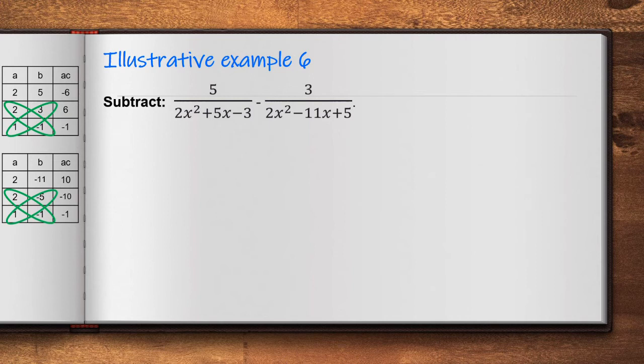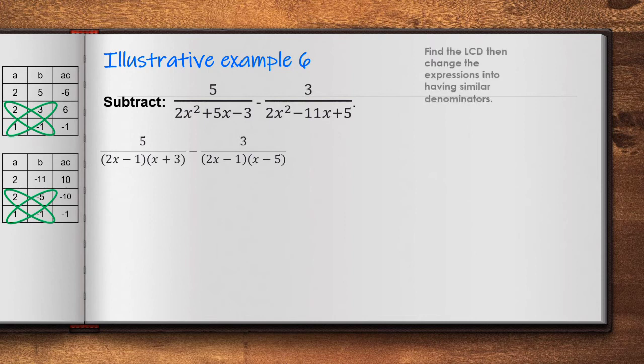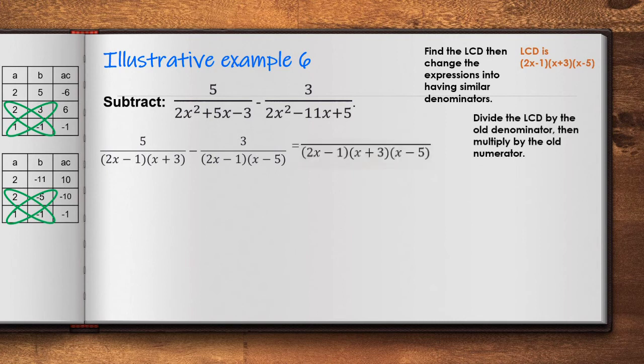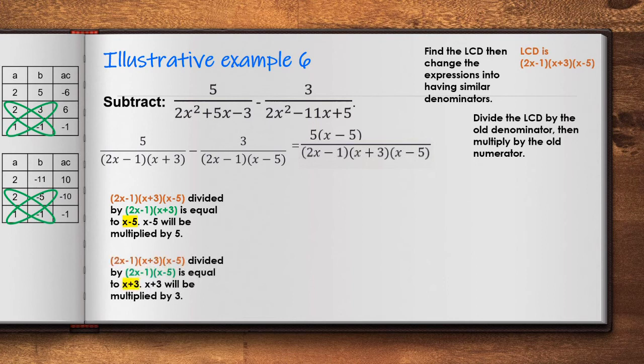Looking at these factor denominators, let us now find the LCD. So the LCD is the product of 2x minus 1, x plus 3, and x minus 5. Then, same process as earlier, we divide the LCD by the old denominator, then multiply by the old numerator. Here are the answers to the division processes. The numerator shall be written like this.